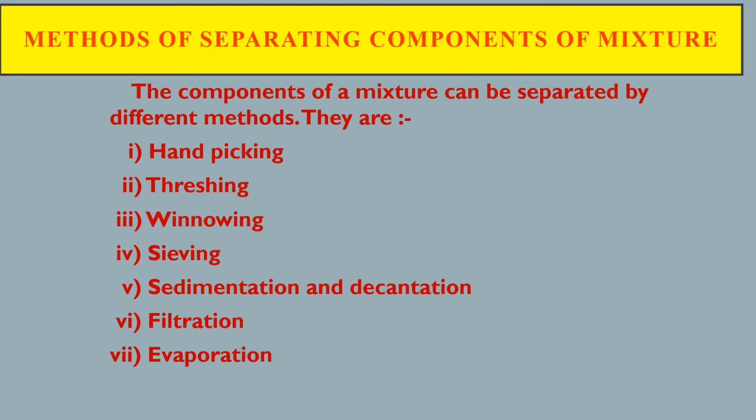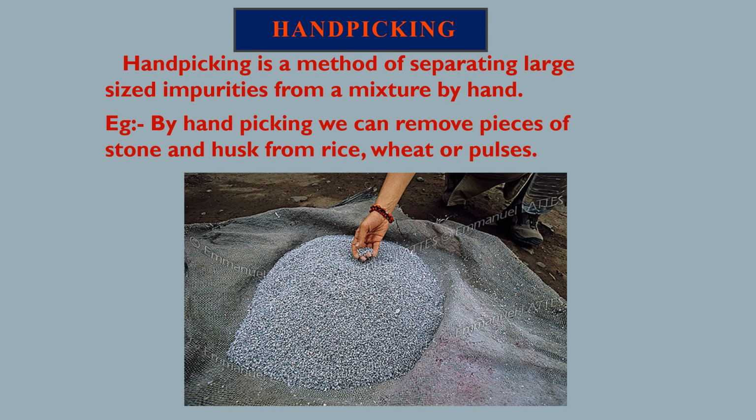Now let us see what are the different methods of separating a mixture. The components of a mixture can be separated by different methods. They are handpicking, threshing, winnowing, sieving, sedimentation and decantation, filtration, and evaporation. Let us study in detail these different methods.